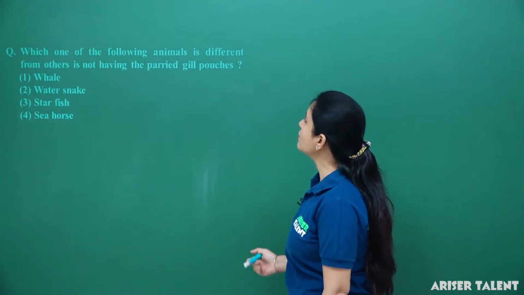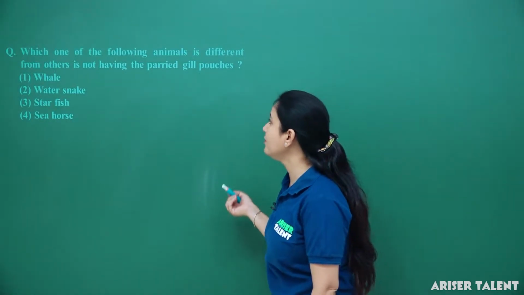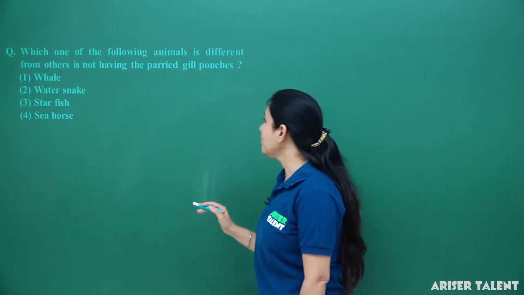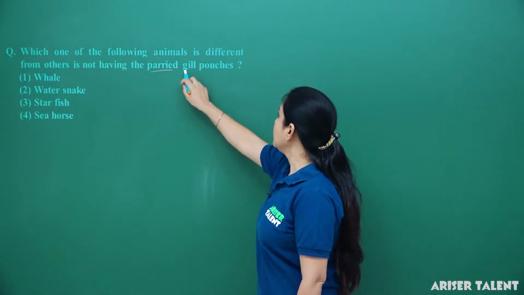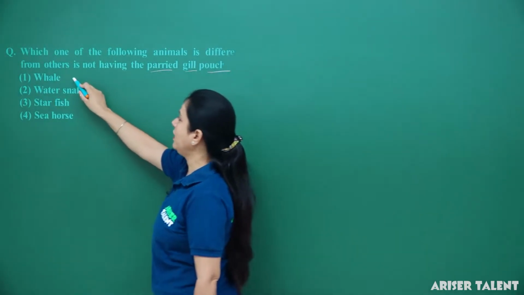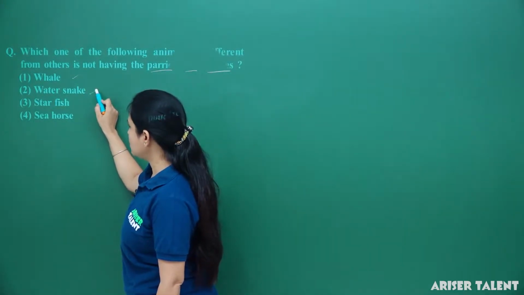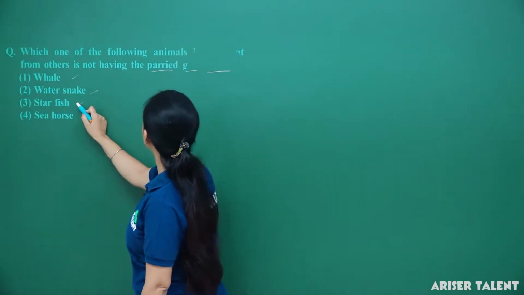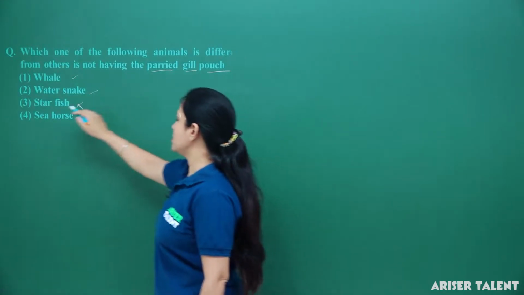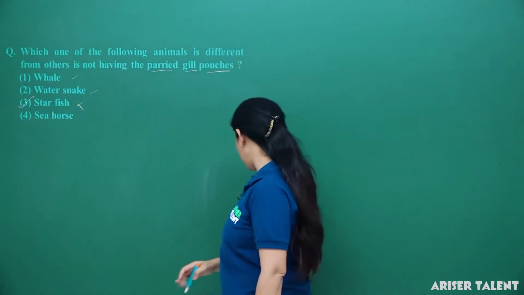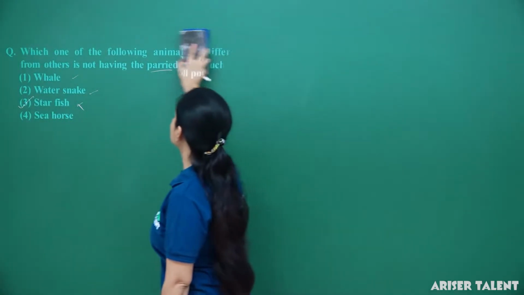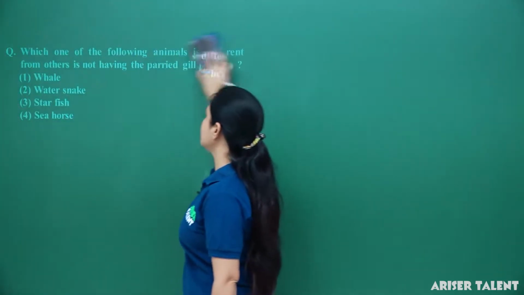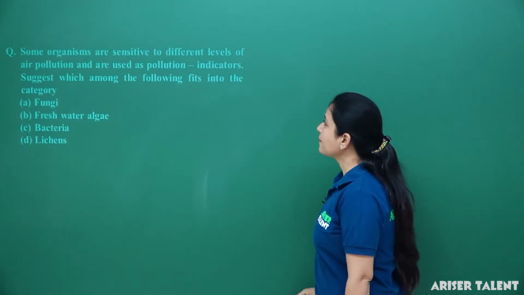Next is, which of the following animals is different from the others, not having the paired gill pouches? Well, it has water snake, it also has starfish, it also has, no, it does not have paired gill pouches. So the option is 3. Okay, so the correct answer of the given question is option 3, that is starfish.